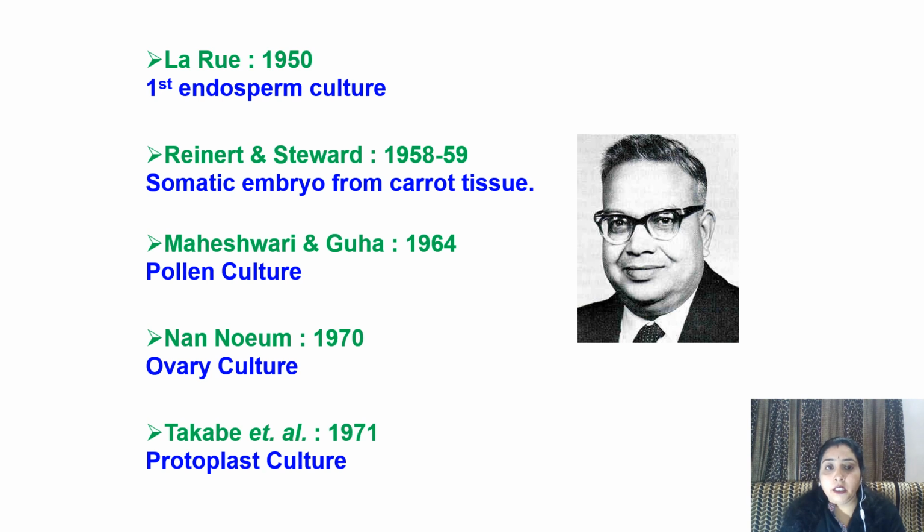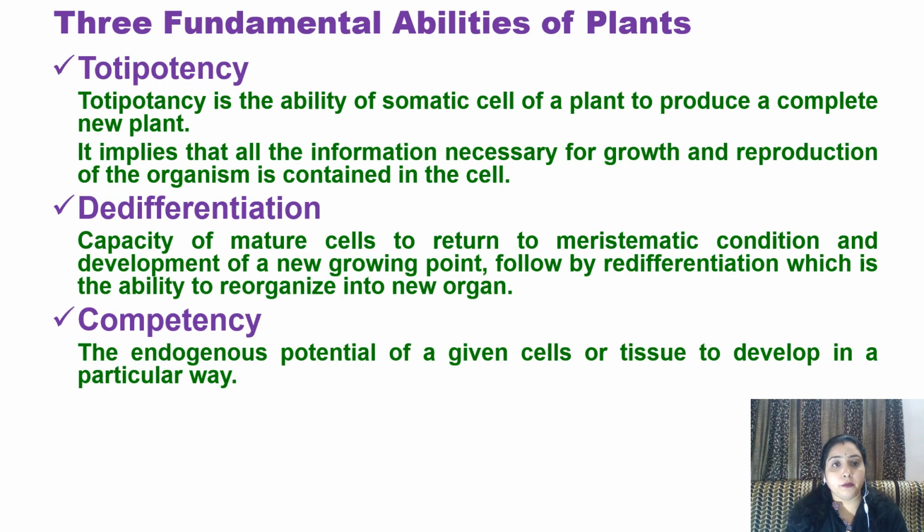Reinert and Steward had performed somatic embryogenesis from carrot tissue. Maheshwari and Guha had done first pollen culture. Nitsch had done first ovary culture. Takebe et al. had performed protoplast culture.